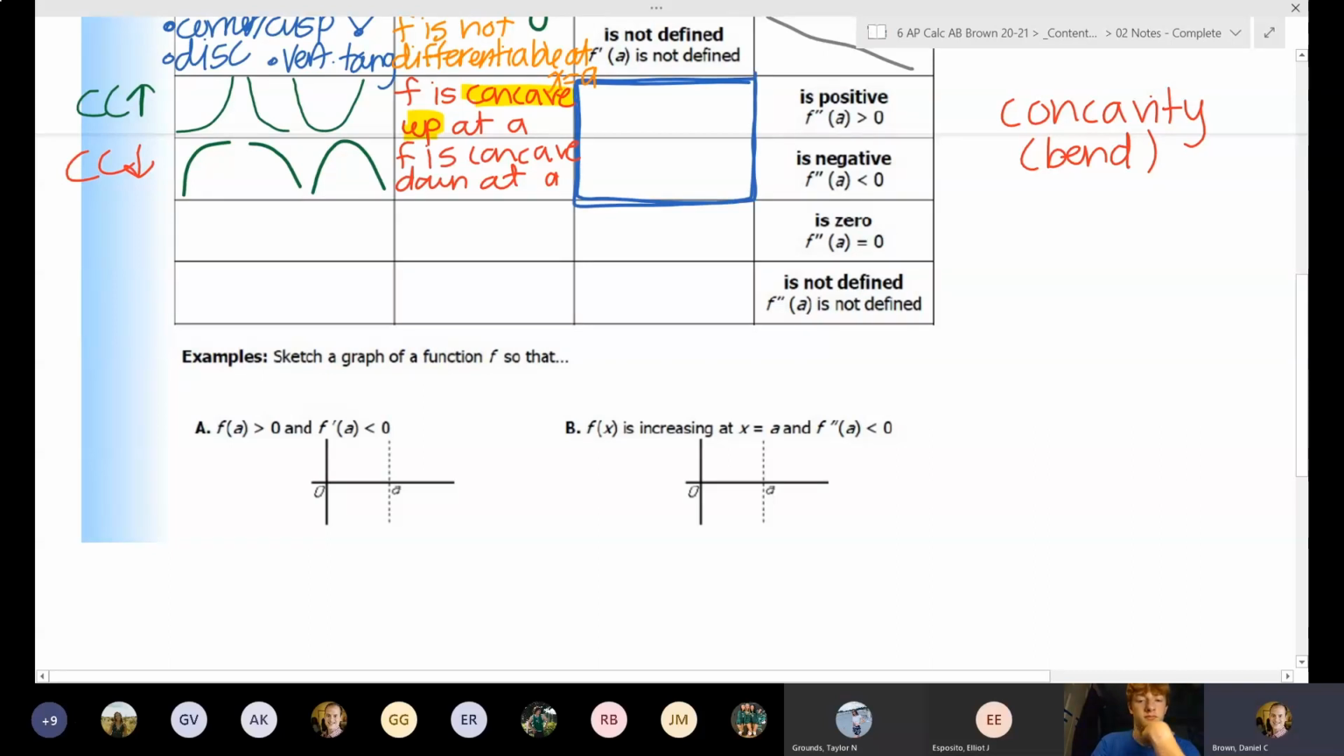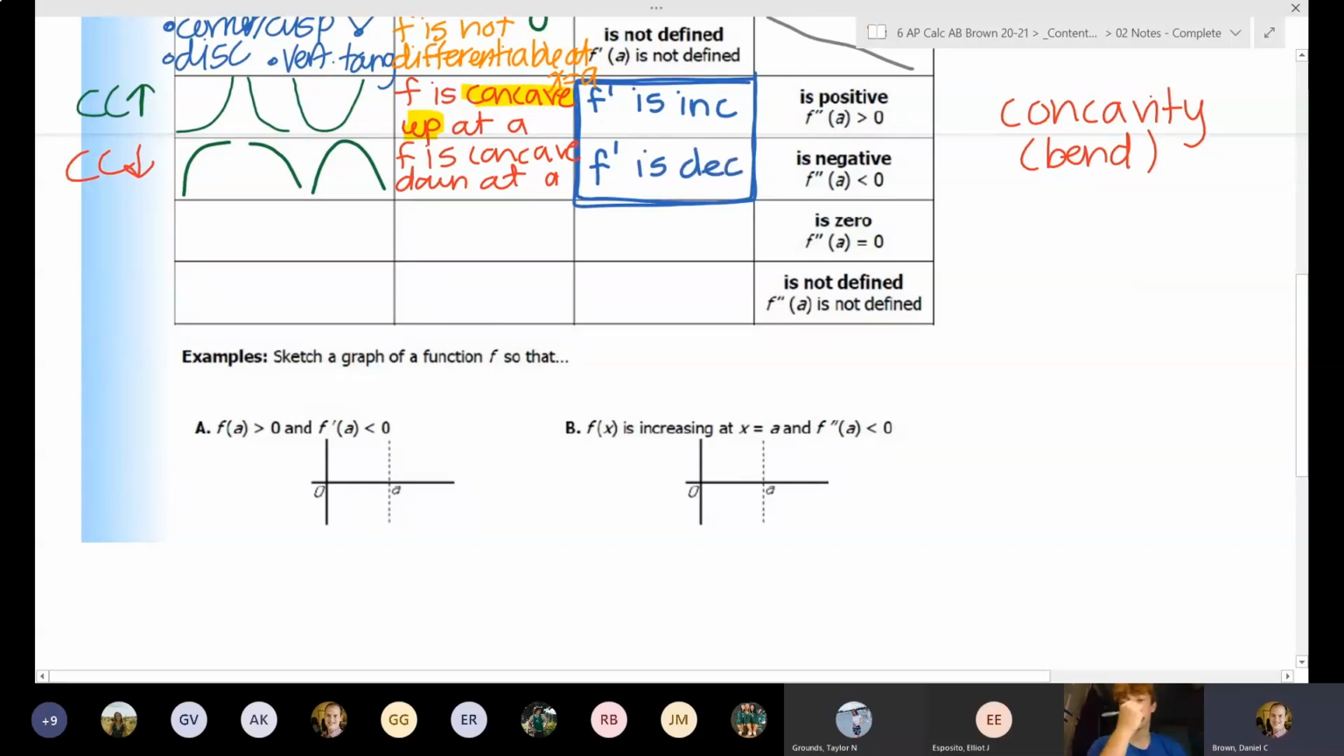So I mentioned earlier we want to be careful to distinguish what we mean by saying positive or increasing, like those 2 words mean different things. When I say f double prime is positive, that does mean that f is concave up. But what does that mean about f prime? That means that if f double prime is positive, f prime is increasing. Likewise, if f double prime is negative, that means that f prime is decreasing.